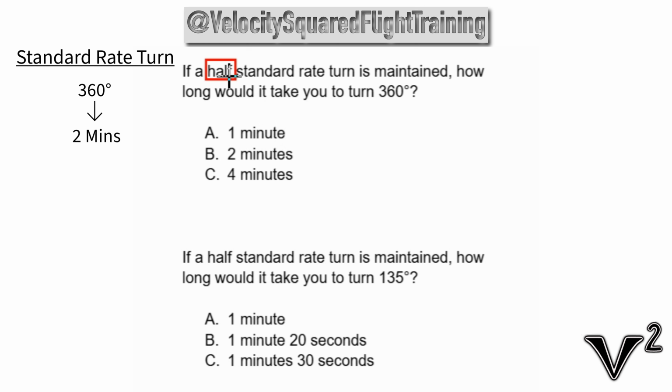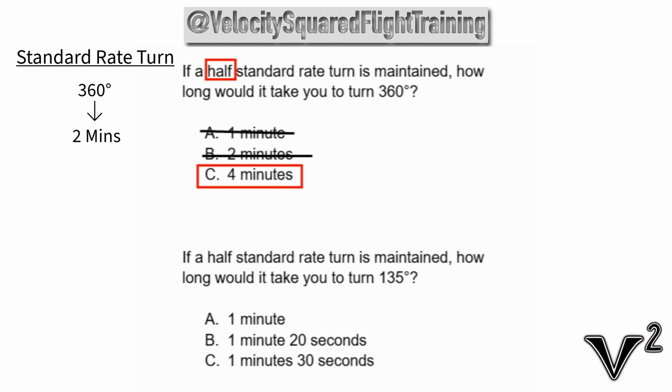No, don't do that either. If you're going half standard rate, it's going to take you twice as long. So the answer to this question is actually 4 minutes. Half standard rate, 360 is 4 minutes. So those are kind of the two ways you'd mess that up. So don't do that on the test, okay?